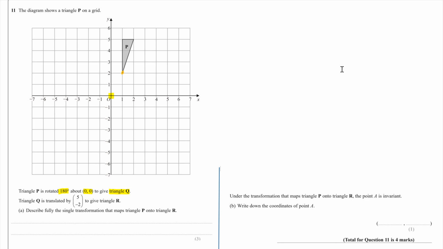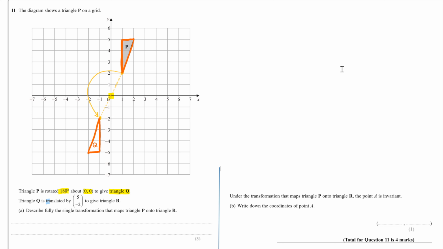When we are rotating 180 degrees, we are actually forming a trajectory of a straight line. The marked corner of the triangle, the coordinate point 1, 2, after it has been rotated, will be projected to the coordinate point minus 1, minus 2. After the rotation, the triangle will be upside down, which we can label triangle Q.